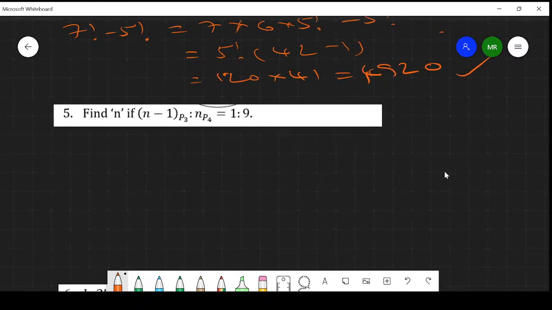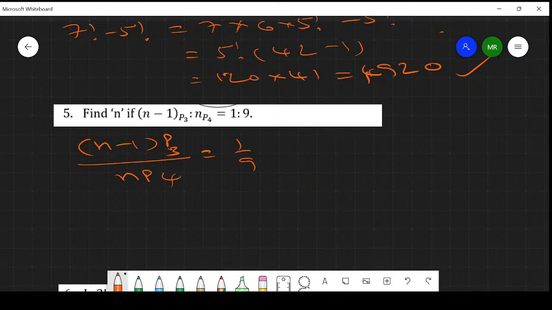Find n if (n minus 1)P3 is to nP4 equal to 1 is to 9. When they are given like this, they are asking here (n minus 1)P3 by nP4 equal to 1 by 9.